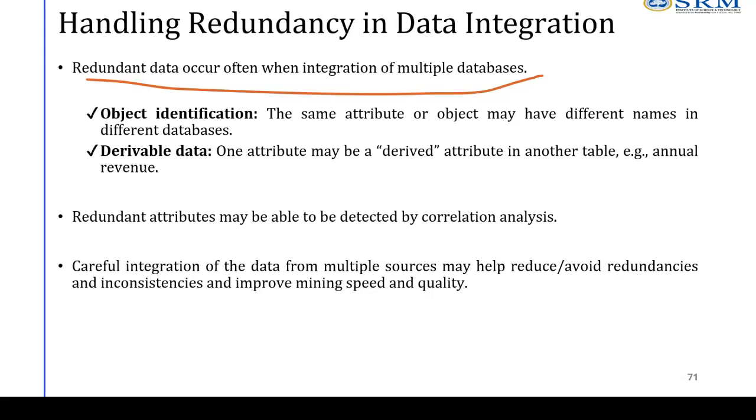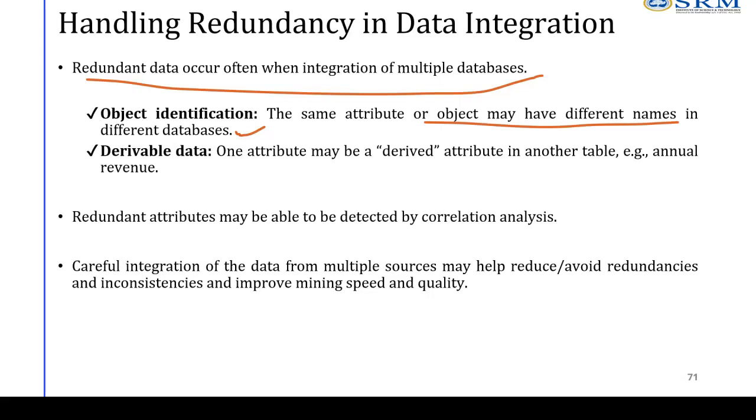Object identification and derivable data are two important challenges that we have. The same attributes or objects may have different names in different databases, so object identification is a major problem. As I told you, customer ID and customer hash are both the same attribute, but he doesn't know that customer hash represents some number ID. So identifying that object will be really difficult. If we don't identify that, we will feel that customer hash is a different attribute, and we'll integrate it into our database, where redundancy would happen.